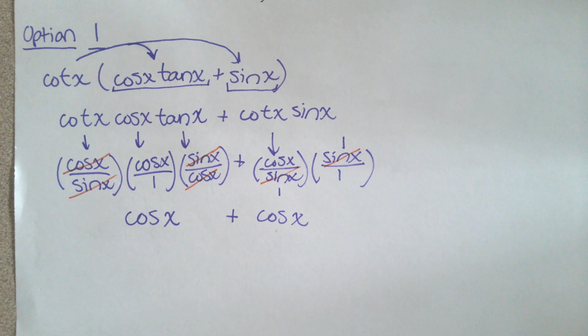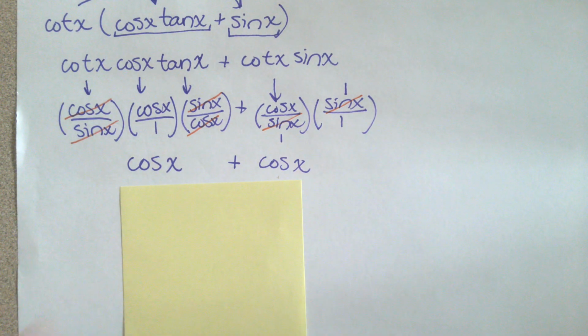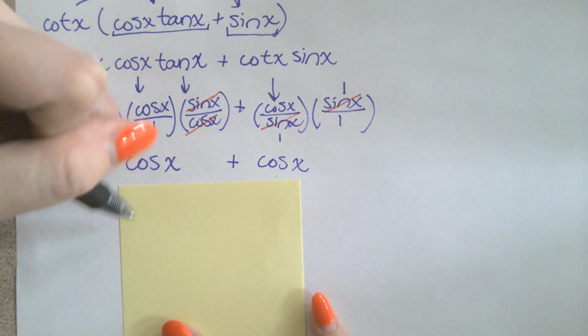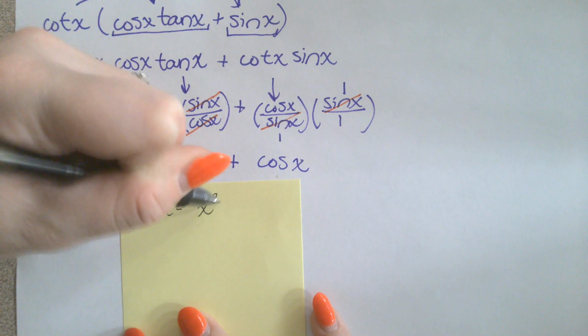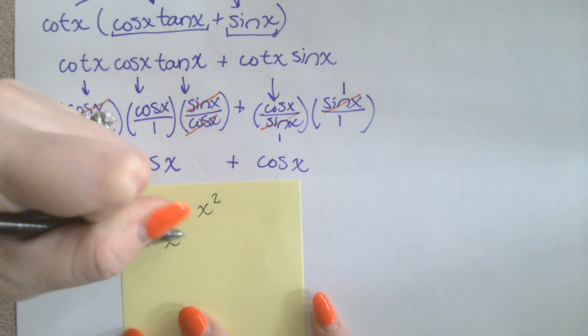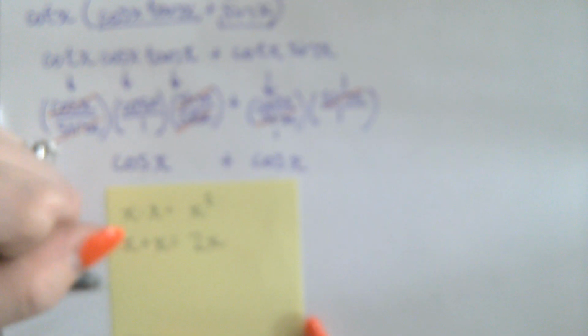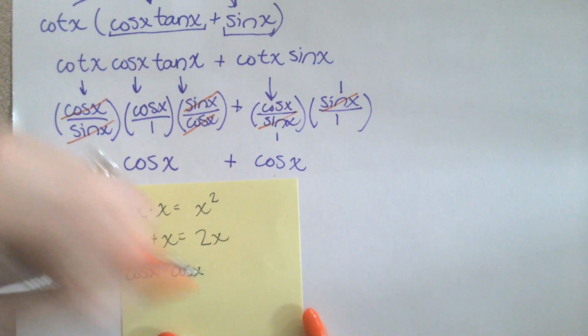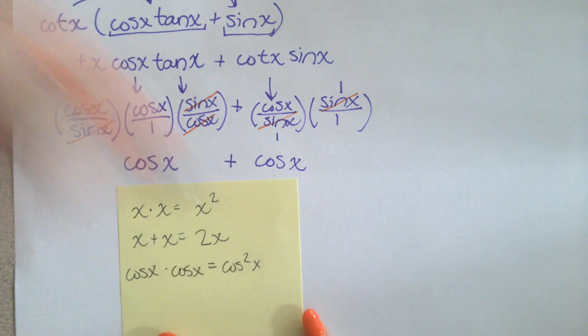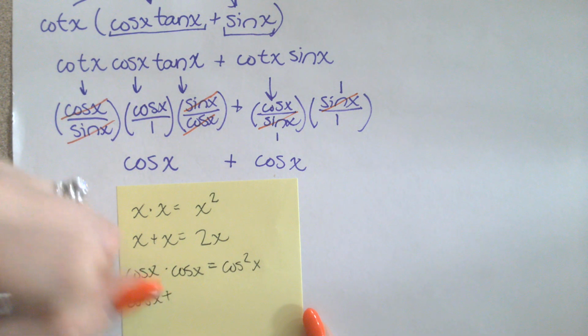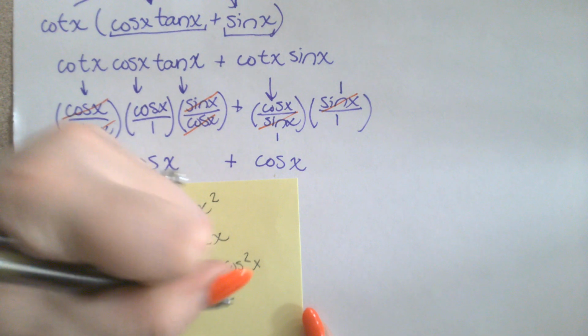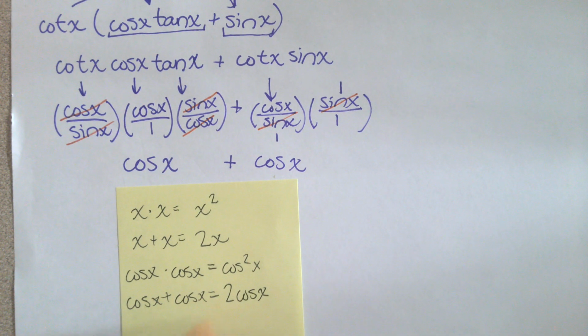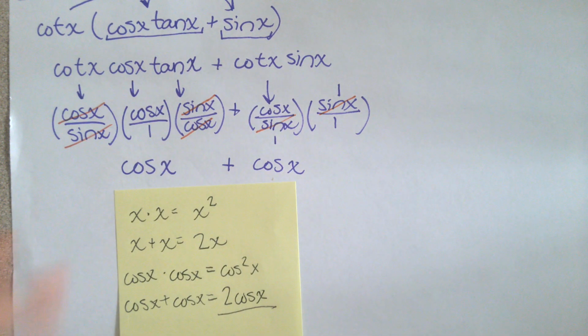A lot of you think that this would be cosine squared, but that is incorrect. Remember, let me take this back to basic x's, because if we can understand it at that level, we can definitely understand it here. X times x is x squared. X plus x is 2x. Same thing here. Cosine x times cosine x is cosine squared x. So cosine x plus cosine x is 2 cosine x. Basically, we're adding them together. We got 2 cosines here, so 2 cosine. So that is going to be the answer to this problem.